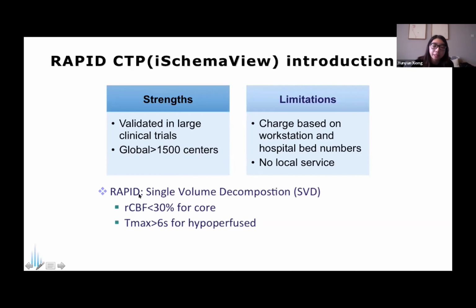Technically, RAPID uses the singular value decomposition method, the SVD method, to develop the algorithm for calculation of CBF, CBV, Tmax, and TTP. And this is the definition for the core and the hypoperfusion, as I talked about before.